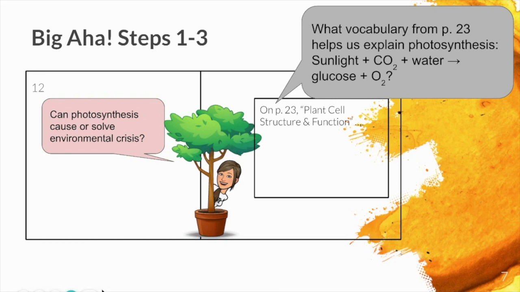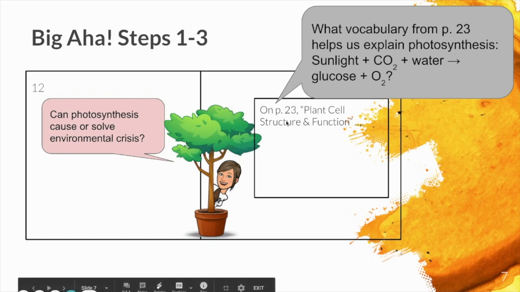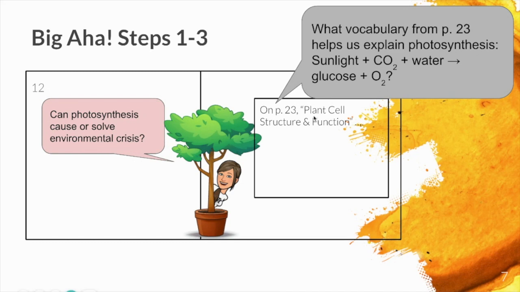So this is what it's starting to look like. You've started to write on page 23. So let's say, for example, we pick page 23, which is plant cell structure and function. So you write down the title and you write down the page, and then you'll often ask yourself, what vocabulary from page 23 helps us to explain photosynthesis or environmental crises?